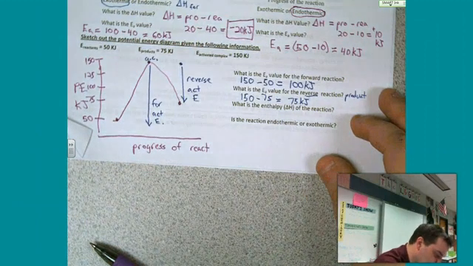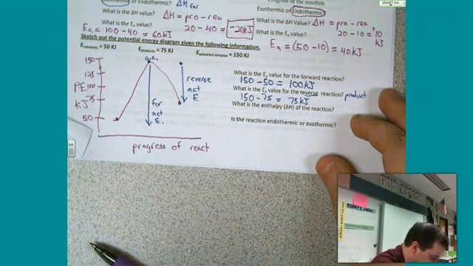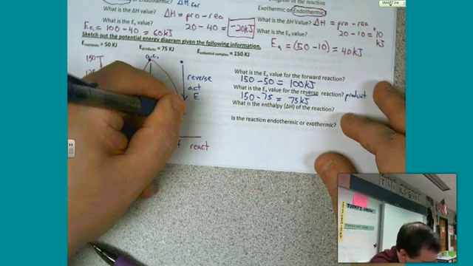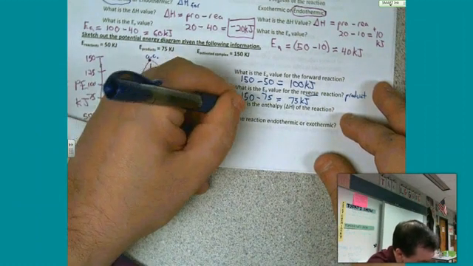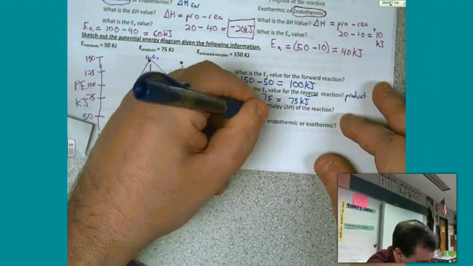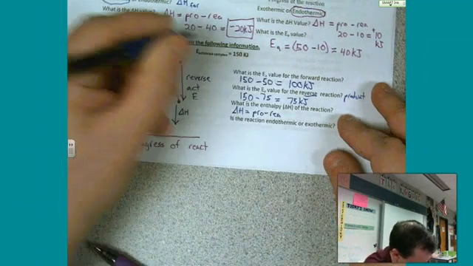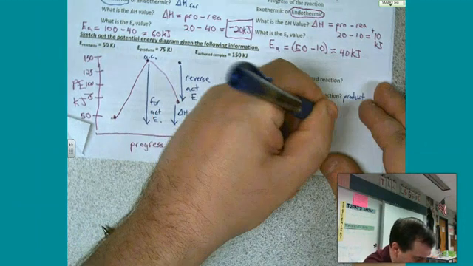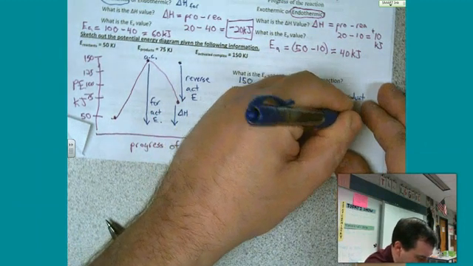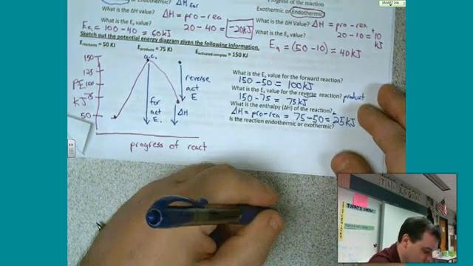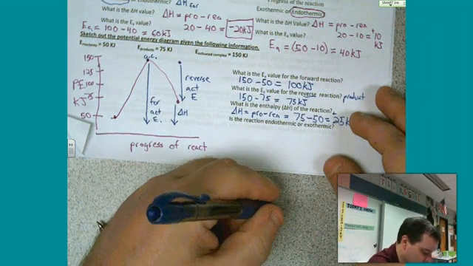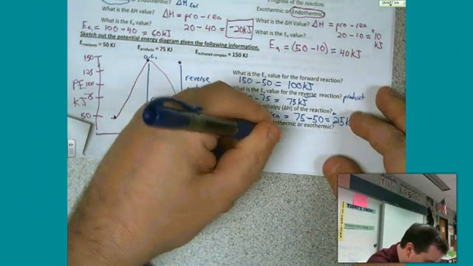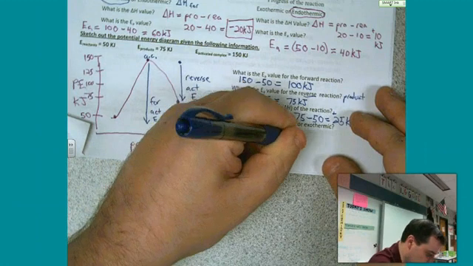What is the enthalpy of the reaction? For delta H, you have to go from products to reactants. So this is 75 minus 50, 25 kilojoules, positive delta H, endothermic.